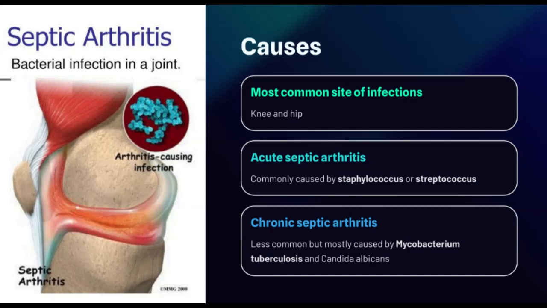In the realm of acute septic arthritis, the landscape is dominated by the ubiquitous presence of Staphylococcus and Streptococcus, pathogens that wage a fierce assault on the synovial membranes of susceptible joints, triggering a cascade of inflammatory responses. Yet, amidst the chaos of acute infection, a less common but equally insidious foe lurks in the shadows: Mycobacterium tuberculosis and Candida albicans, the perpetrators of chronic septic arthritis, a condition characterized by persistent inflammation and lingering morbidity.